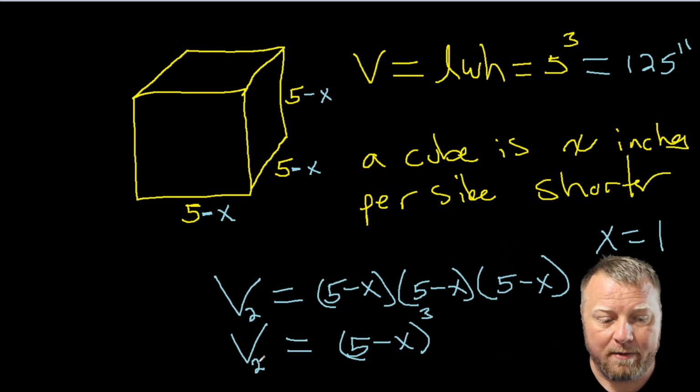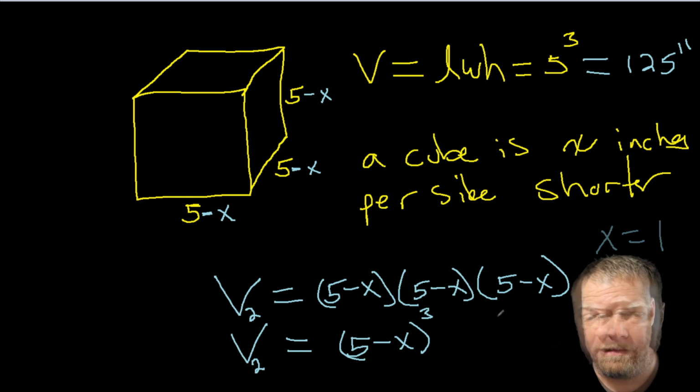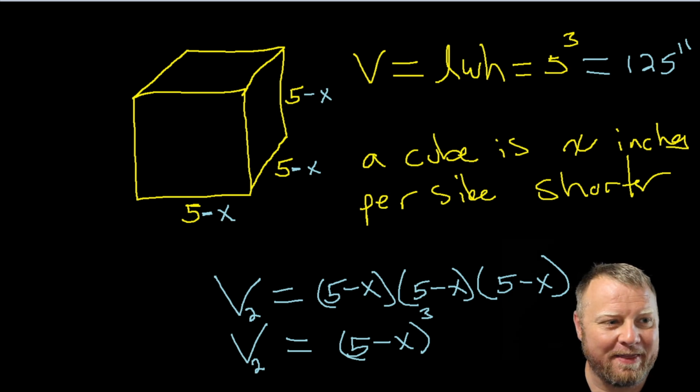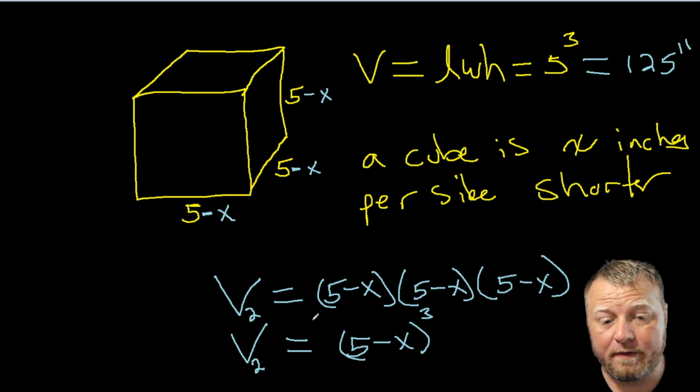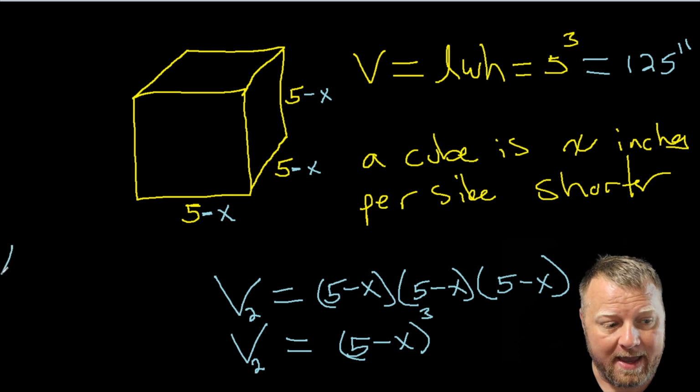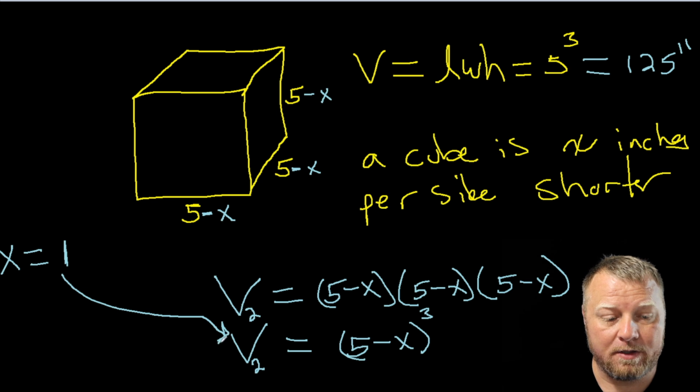So we have our final equation here, V2 equals 5 minus X, cubed. Now, if I tell you that X is going to equal 1, we could plug 1 into this equation to get the result. We know the result up here is 125, because 5 cubed is 125 inches.